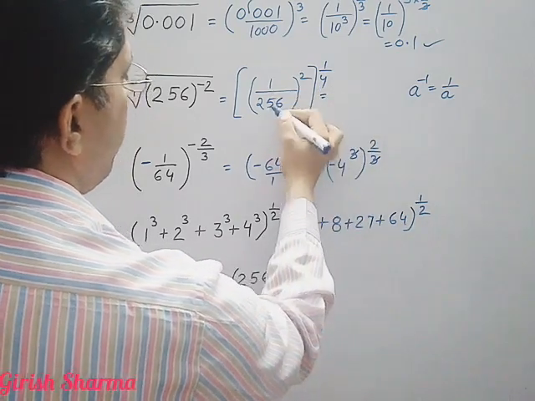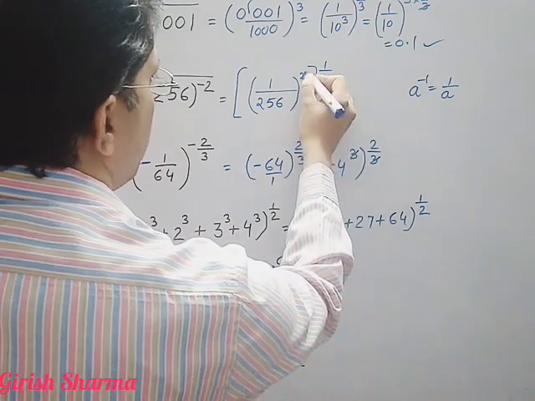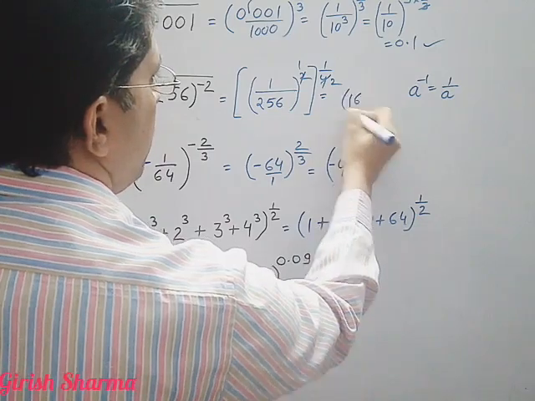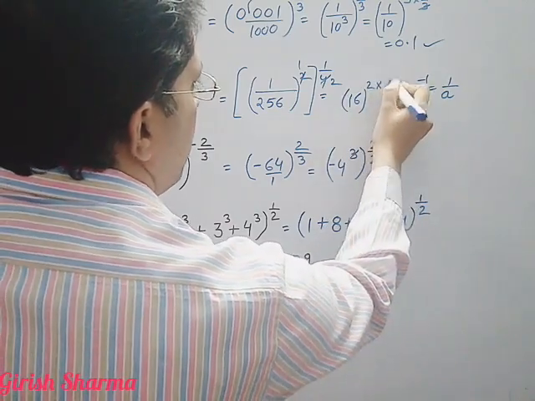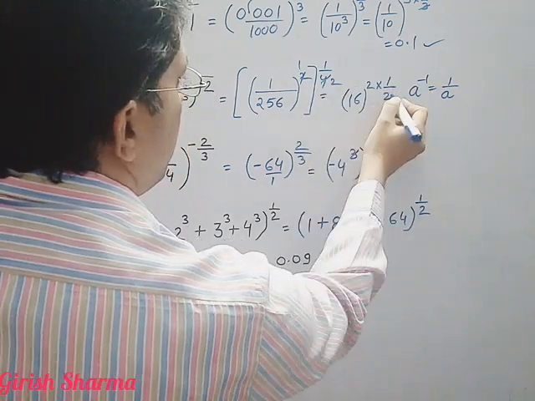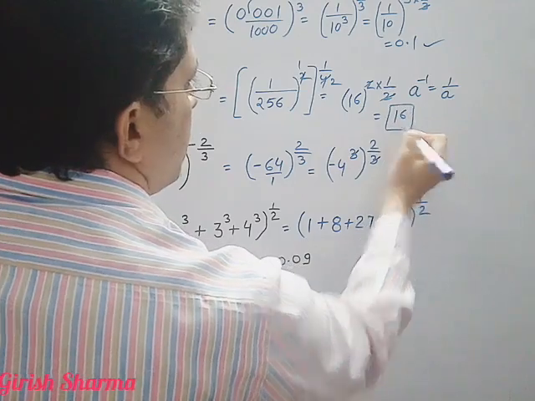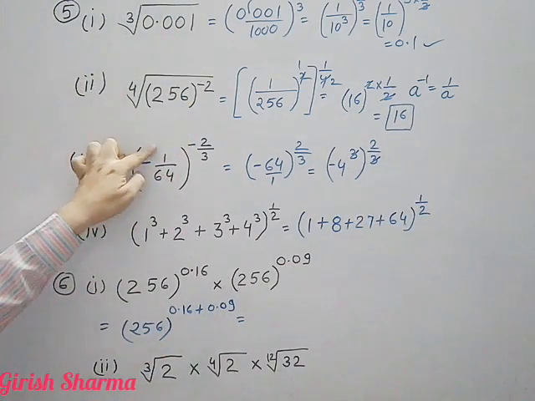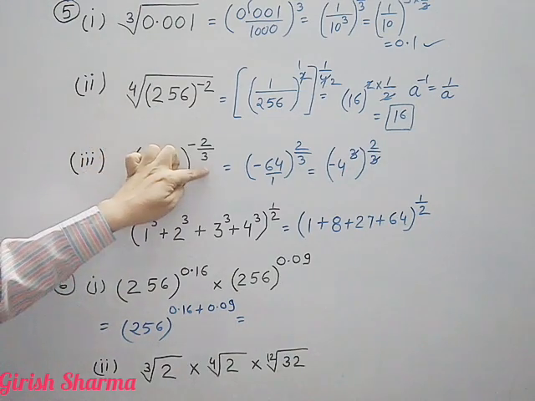This is 256. 256 means what? 2 2s are 4. I can write 16 power 2, and 1 upon 2 is already given to you here, 1 upon 2. 2 to 2 cut. Answer is 16.